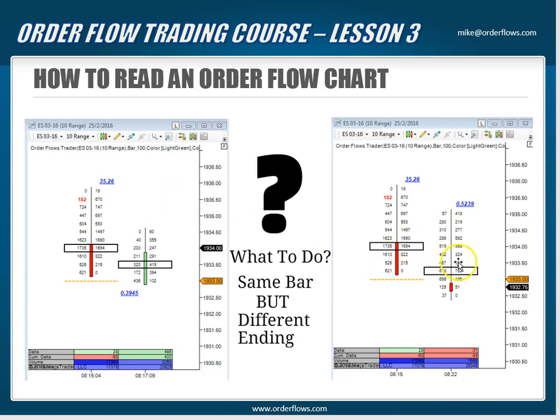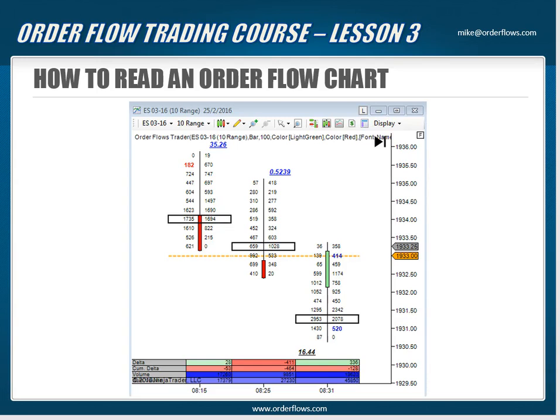Well, what happens a few minutes later? You're still in the same bar. It hasn't completed. Now it's turned negative. And instead of having the ratio on the bottom, you have a ratio on top indicating stopping volume on top, whereas earlier you had stopping volume on the bottom. And what happened? This is how the bar ended up. The bar sold off, opened up the next bar, and sold off another 2 or 3 points.